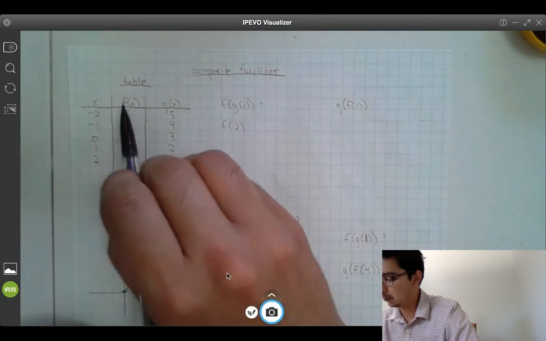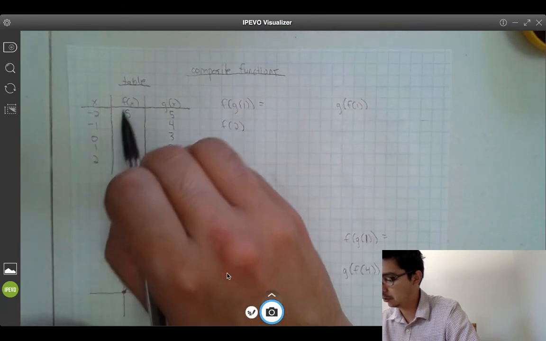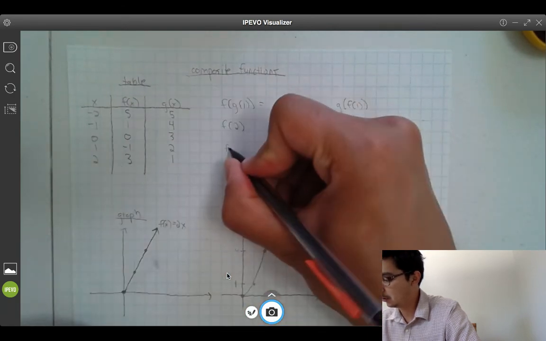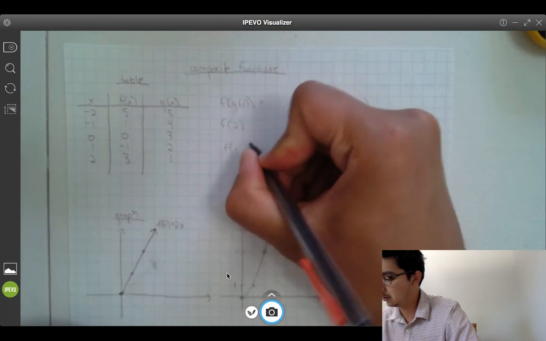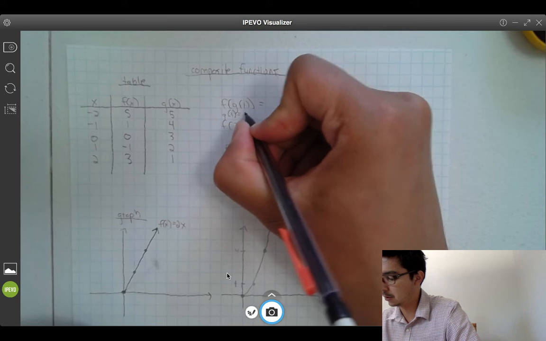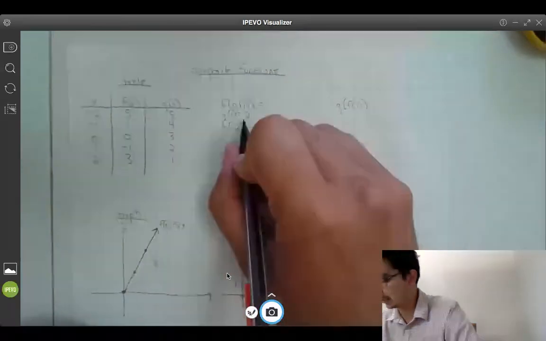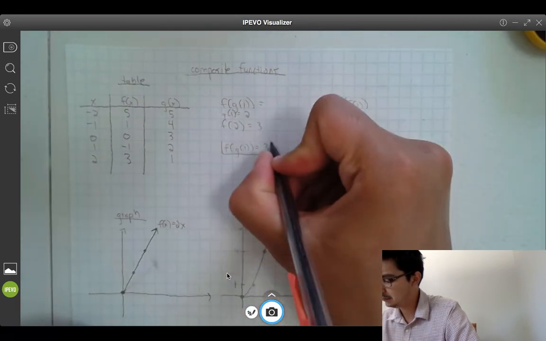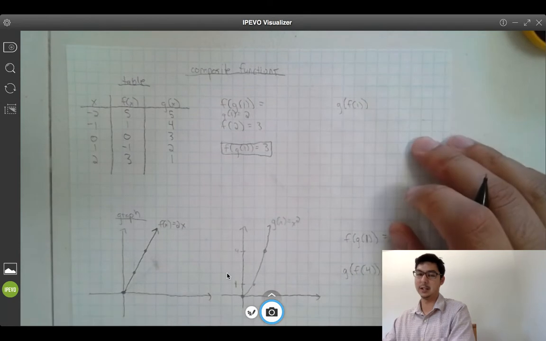And then what's f of 2? f of 2, if you input 2, you get 3. So f of g of 1 is equal to 3, and g of 1 was equal to 2. So that's how I got the 2 there. Don't want to overcomplicate it in a way.